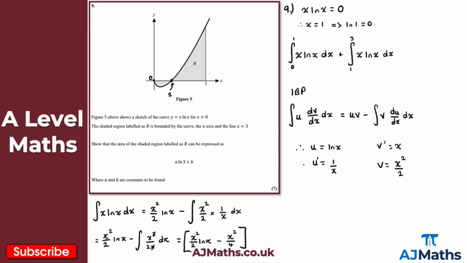So now, if I consider the limits here, we've got x squared over 2 ln x minus x squared over 4, from 0 to 1. Remember we start with the upper limit, substitute that in, and we subtract the lower limit. I'm going to get 1 squared over 2 times ln of 1. Now remember, ln of 1 is 0, so this part will just be 0. I get minus 1 squared over 4. I'm going to get minus a quarter there.